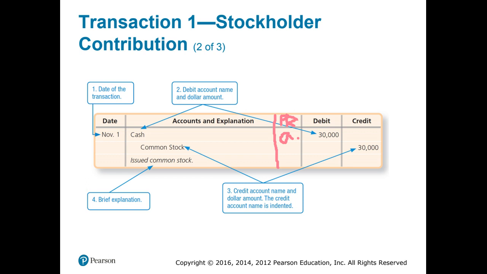This is just an example. And they debited it for 30,000 and credited it for 30,000. So this is what your journal entry would look like in your assessment. And then the note was issued common stock. And you can add that note.